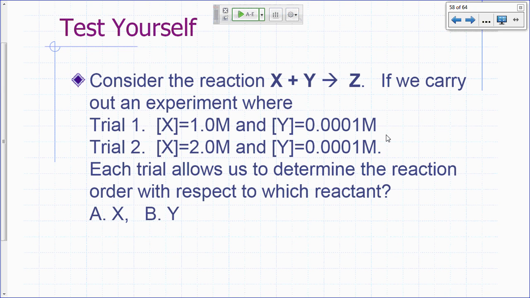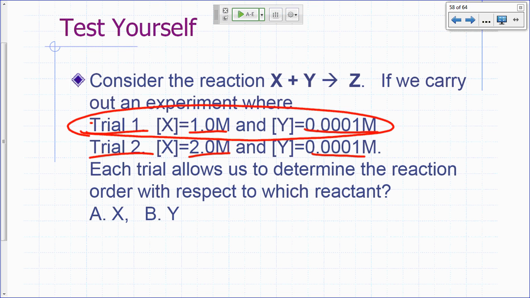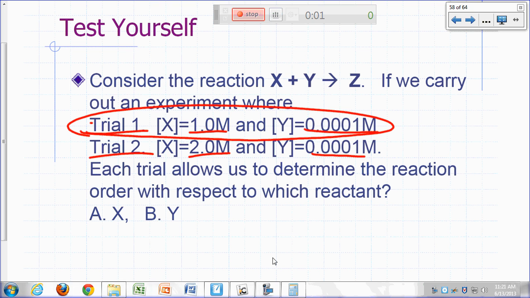So let's take a look at this one. Let's say you run a reaction between X and Y and you form product Z. Let's say you carry out an experiment where in the first experiment, your concentration of X is 1 molar, your initial concentration of Y is 0.0001. And in the second trial, you double the concentration of X and your Y initial concentration is still 0.0001. So each individual trial, let's say trial 1 by itself, will allow us to determine the reaction order with respect to reactant. Which reactant, X or Y? What would be the answer to that question?